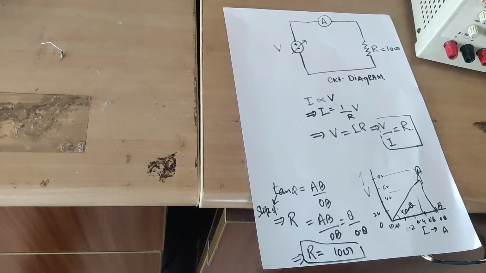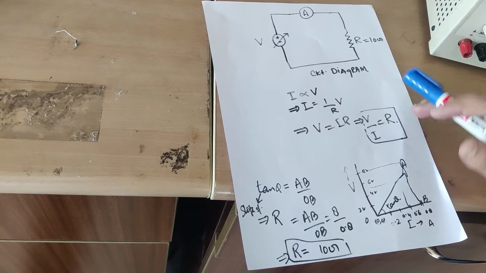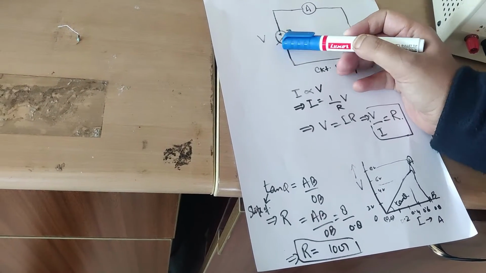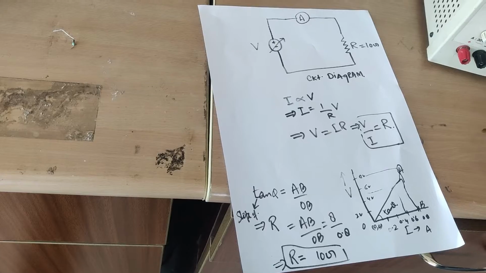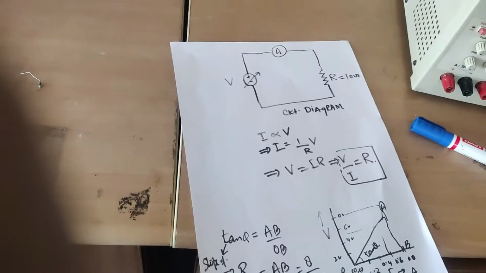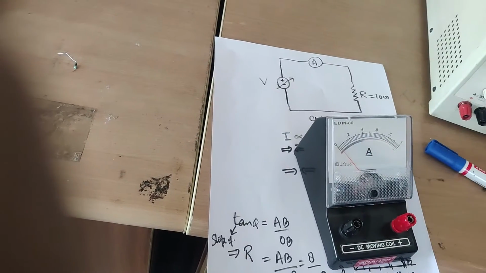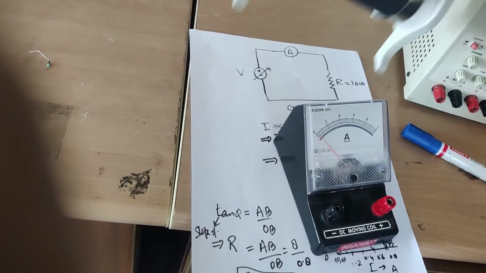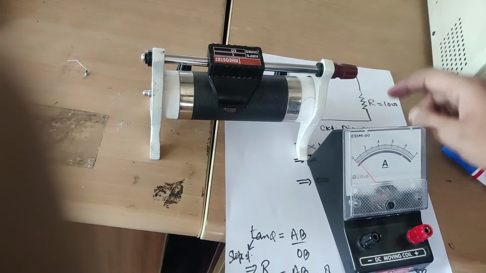Let us make the circuit. As you can see in the circuit diagram of Ohm's law, we have a variable voltage supply, which we can vary from 0 to 30 volts. Then we have an ammeter, then some resistance, that's 10 ohm. Also we have a rheostat, which is here.